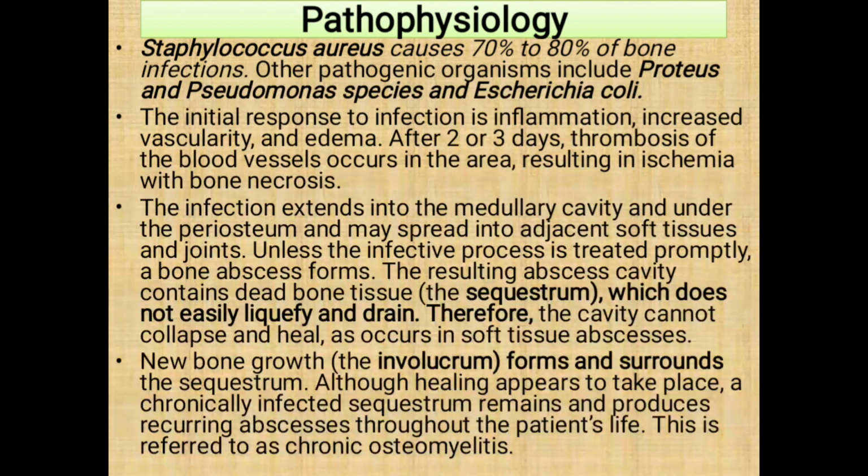Therefore, as occurs in soft tissue abscesses, new bone growth, in brackets, involucrum, forms and surrounds the sequestrum. Although healing appears to take place, a chronically infected sequestrum remains and produces recurring abscesses throughout the patient's life. This is called chronic osteomyelitis.